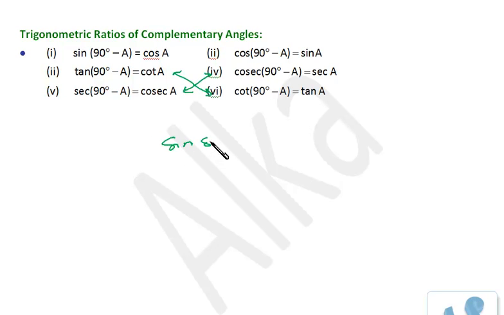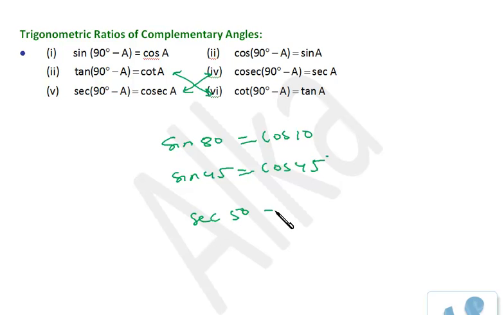Suppose I say sine 80, then it will be equal to cos 10. Suppose I say sine 45, it will be equal to cos 45, right? Suppose I say sec 50, so that will be cosec 40. Okay, you should be clear about all this, and do not make mistakes while you convert from one trigonometric ratio to the other one, right? Definitely we are going to take some problems based on these facts and formulae, but you should know the basics before we approach the problems. Okay, so I hope you are getting me.